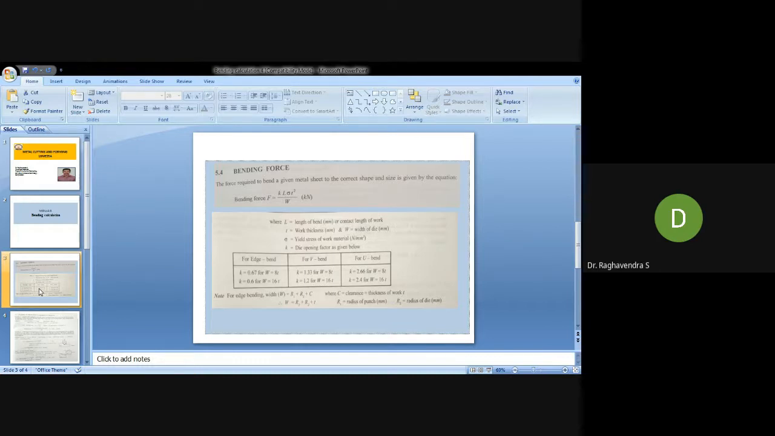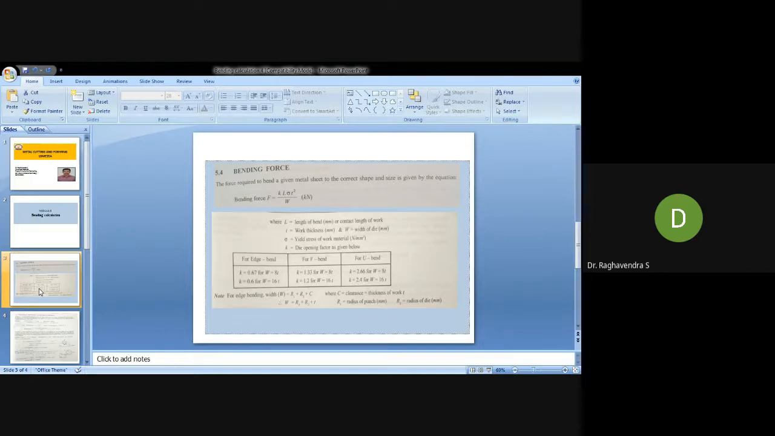I hope you have seen sheet metal in the workshop lab. This is a thin sheet metal. Sometimes it may be aluminum, sometimes steel. We need to bend that, so how do we calculate the force required to bend that sheet metal? This is the bending equation: bending force F is equal to K into L into sigma T square divided by W.